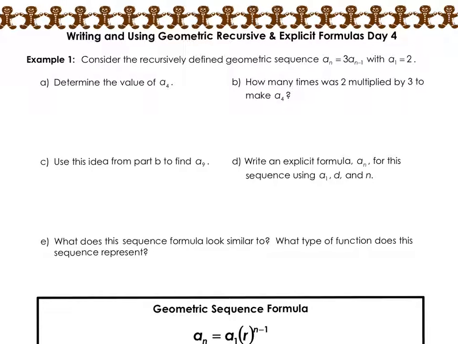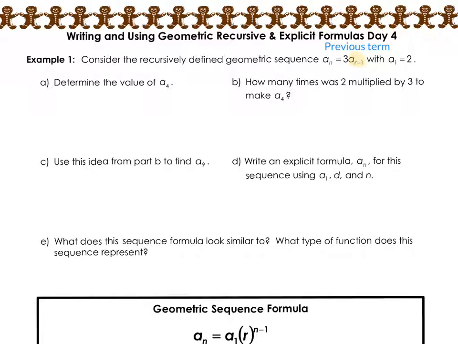Okay, in this video we're going to talk about writing and using geometric, recursive, and explicit formulas. So in the first example, we're going to consider the recursively defined geometric sequence a sub n equals 3 times a sub n minus 1 with a sub 1 equal to 2. Well, when we see this a sub n minus 1, again, remember that just means that that's the previous term.